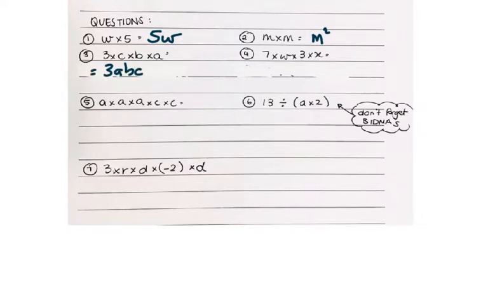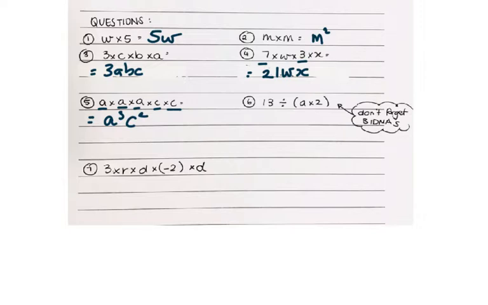The next one, 7 times w times 3 times x. So 7 times 3 equals 21 times w, x. Sorry, I'll write that a little clearer. 21wx, so that's written in alphabetical order. Next one, we're going to use our index rule. So a to the power of 3 and c squared. And we're not going to write any multiplication signs in between.